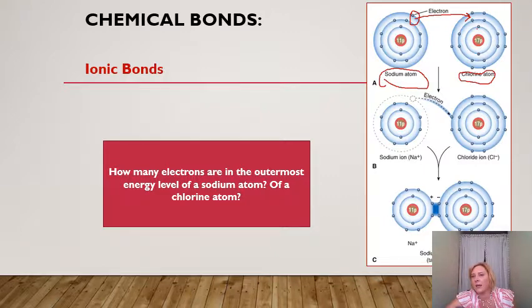So when sodium gives up that electron, it becomes positively charged, and that's called a cation. And when the chlorine atom accepts that electron from sodium, it becomes negatively charged. And that's called an anion.